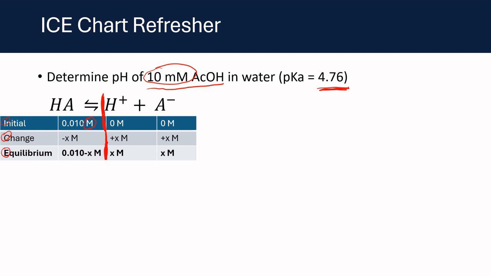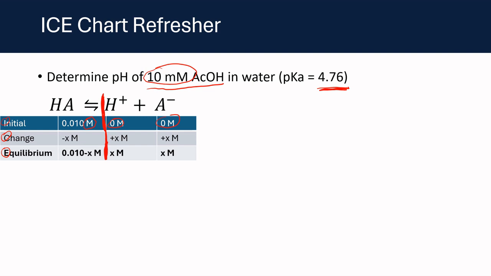Nice. Now, the next question is, what's the initial concentrations for H plus hydronium and the conjugate base, A minus, in this case, acetate? Well, those are both going to be 0 because we have not dissociated anything yet. So pretty straightforward so far. Nice. Next row, the change.